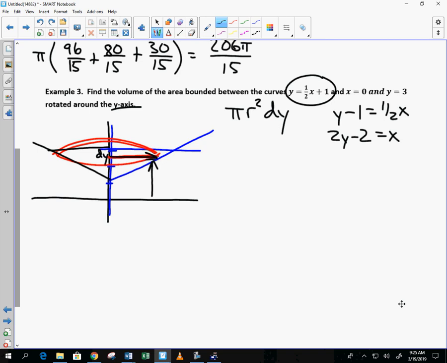Everybody agree that 2y minus 2 is going to be my radius? So therefore, I have pi times 2y minus 2 quantity squared dy. That will be the volume of one of the disks. I want an infinite number.